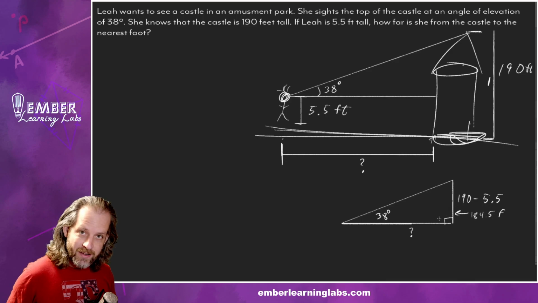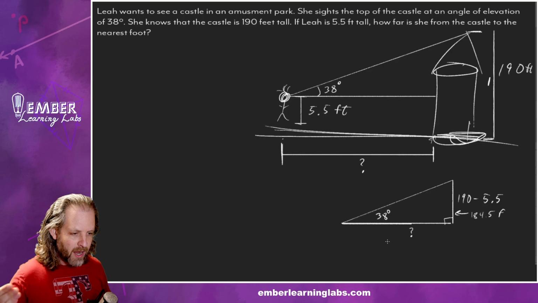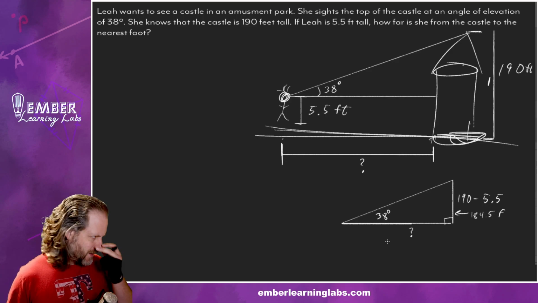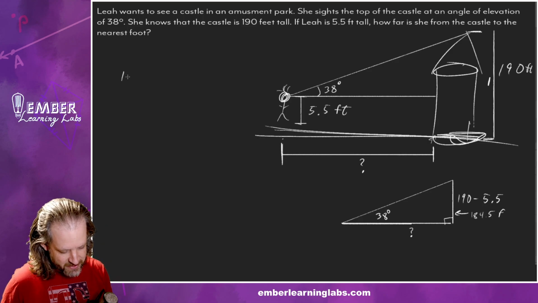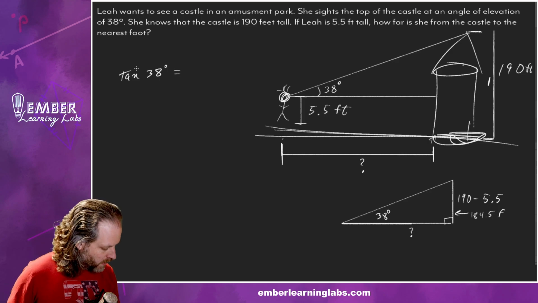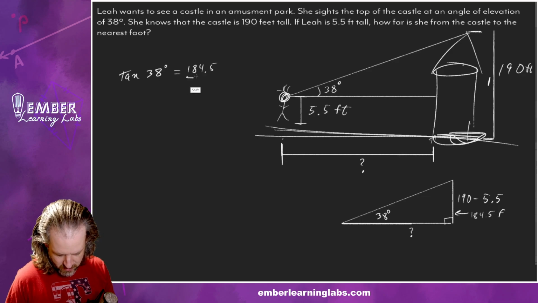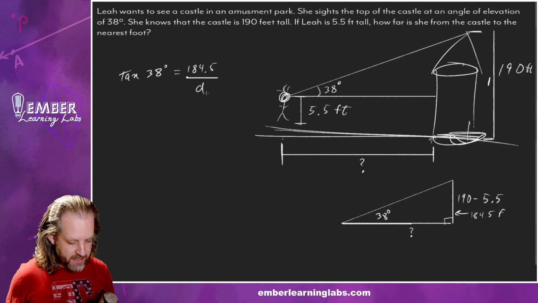So we've got opposite and adjacent. Which trig function is that? That's tangent: opposite over adjacent. So the tangent of 38 degrees is 184.5 over, maybe d for distance. That sounds reasonable. Let's solve for d.